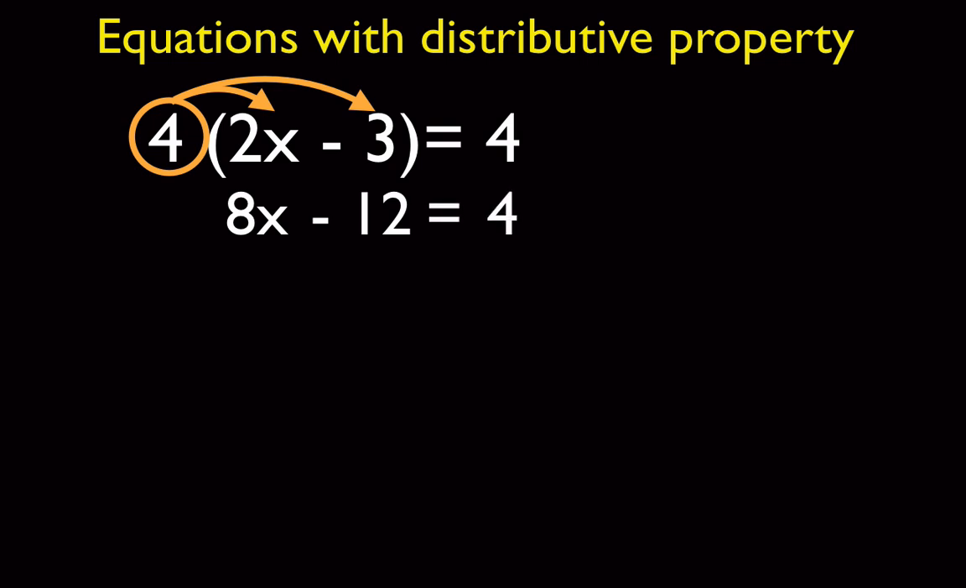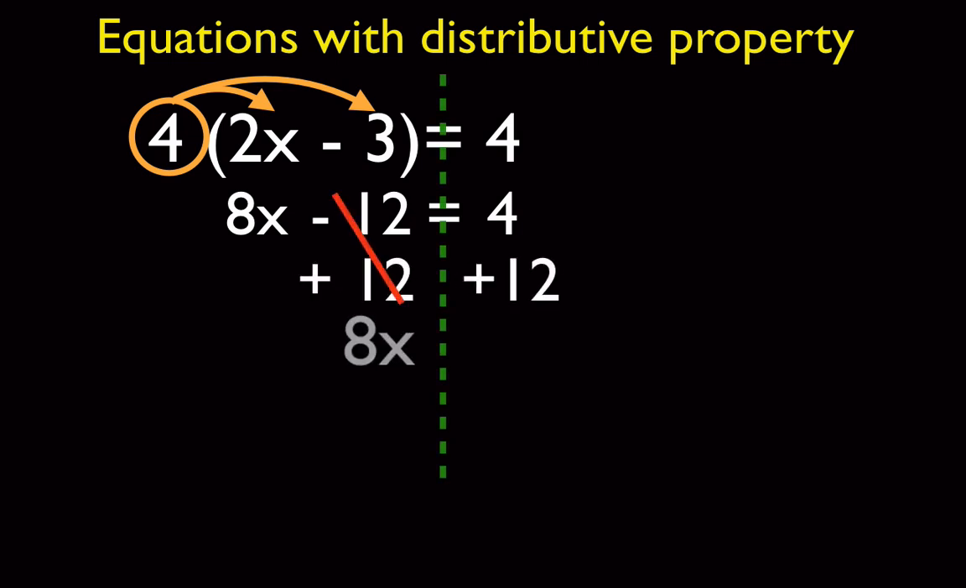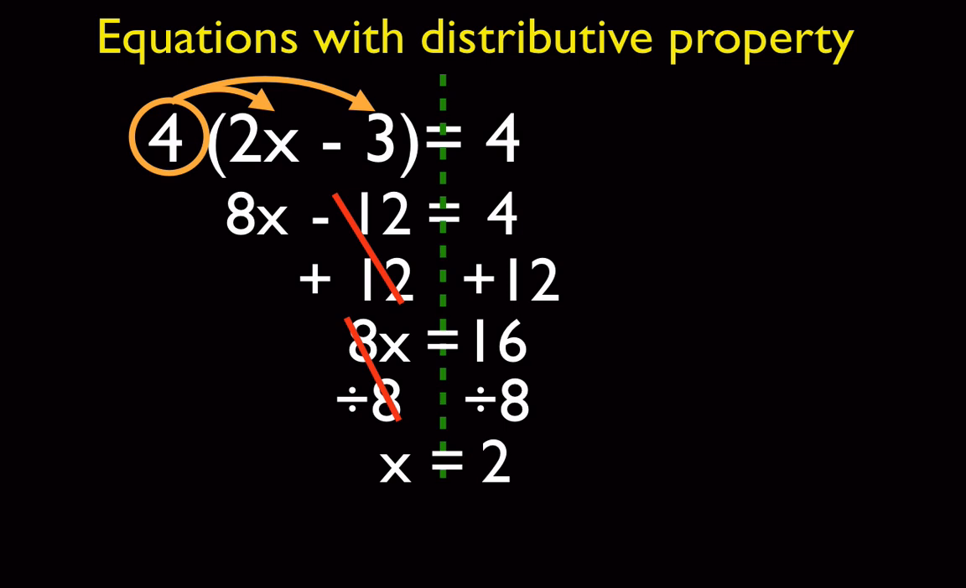And look, lo and behold, we have a two-step equation. Hopefully by now two-step equations are simple. Add 12 to both sides. And that leaves you with a divide by 8 problem, which gives you x equals 2.